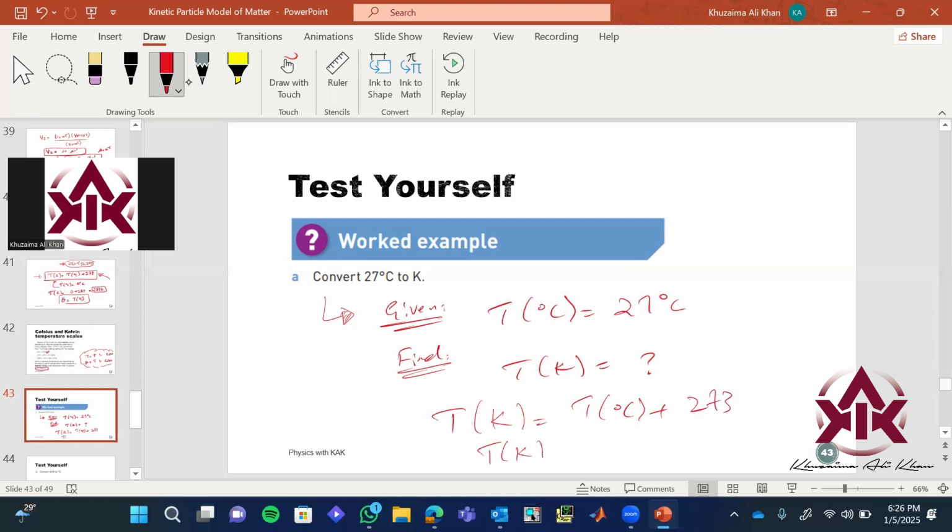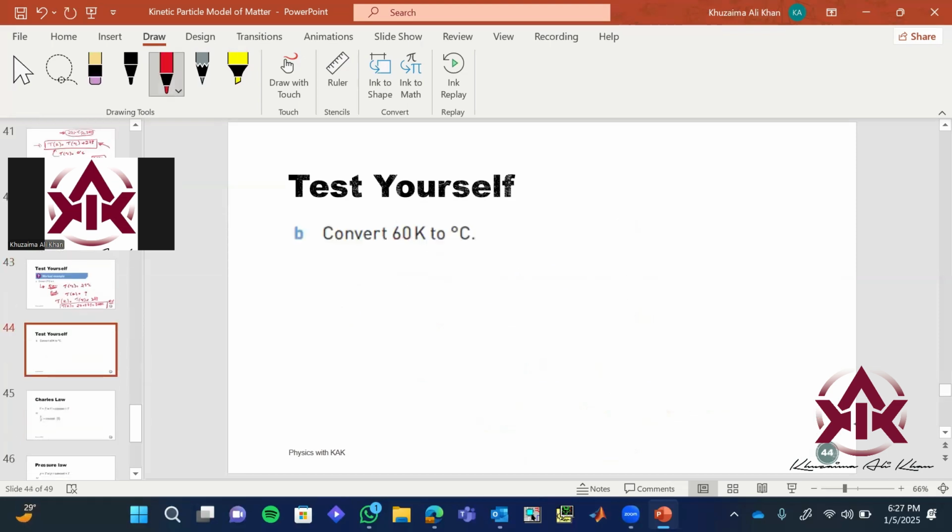So temperature in Kelvin is equal to basically 27 plus 273, and that gives you a value of 300 Kelvin, right? I hope it makes sense. It's pretty simple and straightforward, right? That is your answer. Now we have part B over here. Again, pause the video, solve it out, and then play it again.